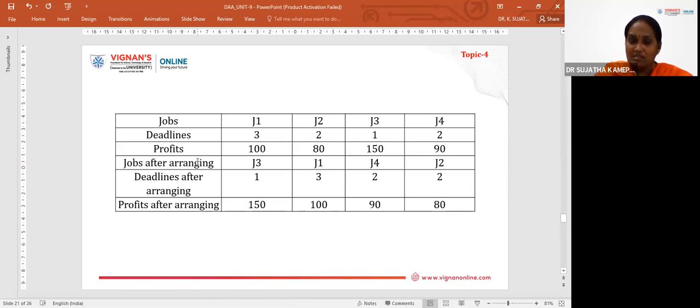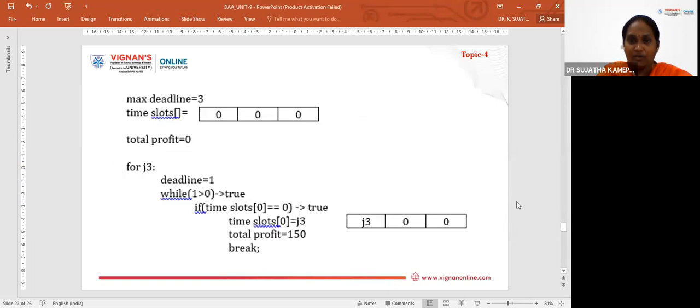First we need to sort all the jobs according to the decreasing order of their profits. After sorting the jobs, we get this order. After that, we need to implement the algorithm. First we take the maximum deadline as 3 and allot the time slots as 0, 0, 0. Initially all time slots are 0, we have a maximum of 3 time slots, and we initialize total profit with 0.